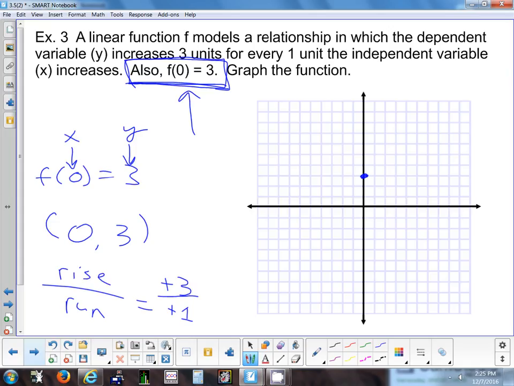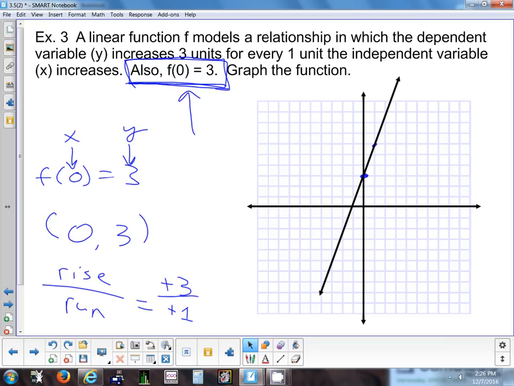So now from this point, how would I get another point on the line? What direction do I have to go? Vanessa? You have to go over 1 unit. So let's do the rise first, just because it's on top. You go up 3, and over 1 to the right. That's it. And now just draw your line. Pretty similar to the last one, just a little bit different in how they word it. Any questions on that one?